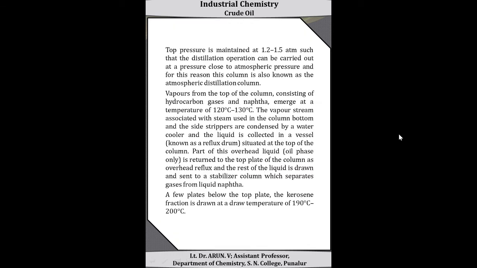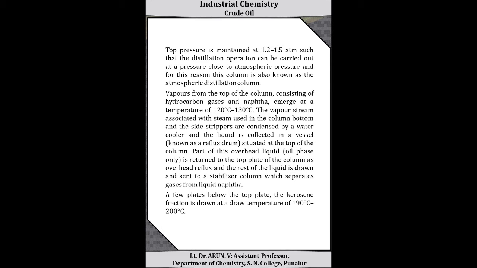At the top of the distillation tower, pressure is maintained at 1.2 to 1.5 atmospheres, such that the distillation operation can be carried out at a pressure close to atmospheric pressure, and for this reason this column is also known as the atmospheric distillation column. Vapors from the top of the column consist of hydrocarbon gases and naphtha, and these emerge at a temperature range of 120 to 130 degrees centigrade.